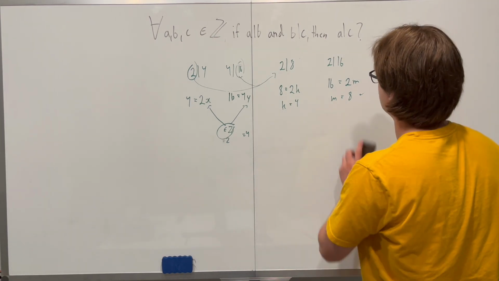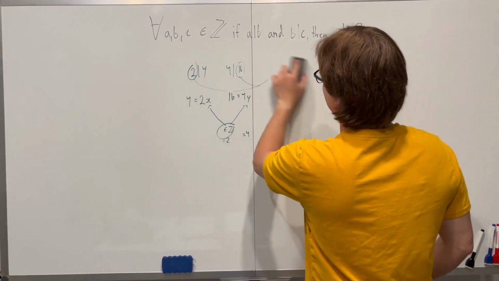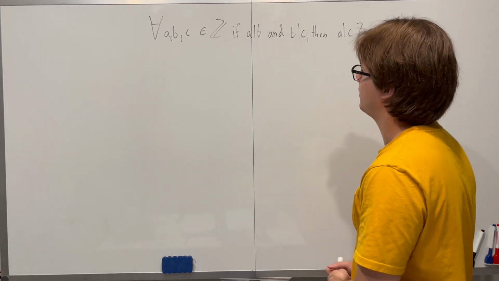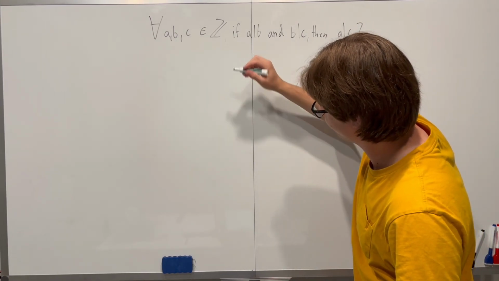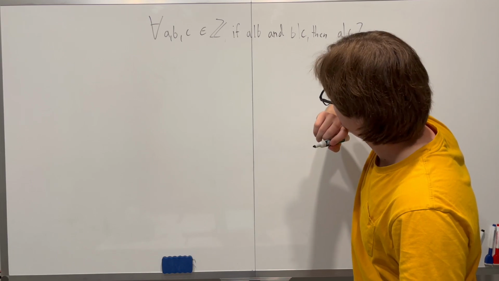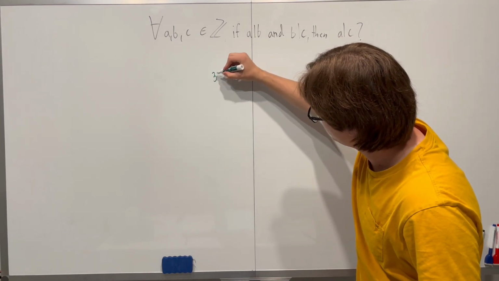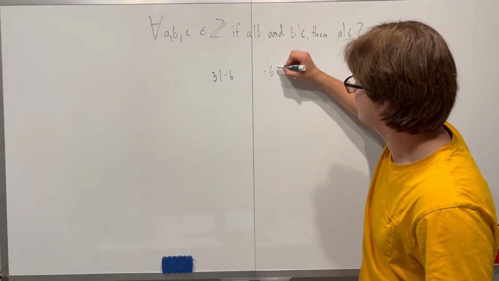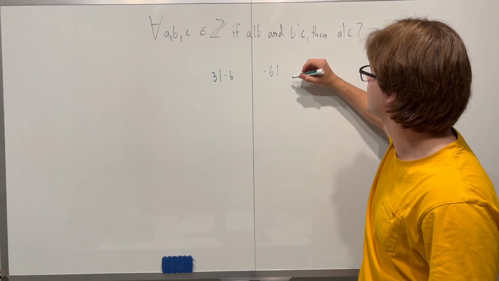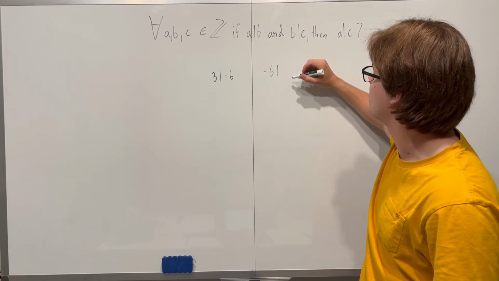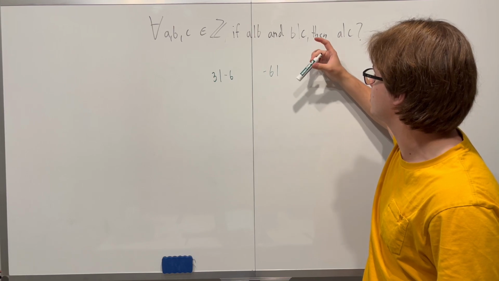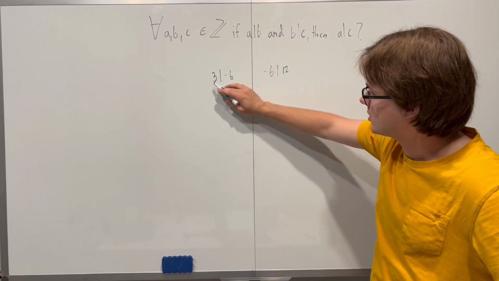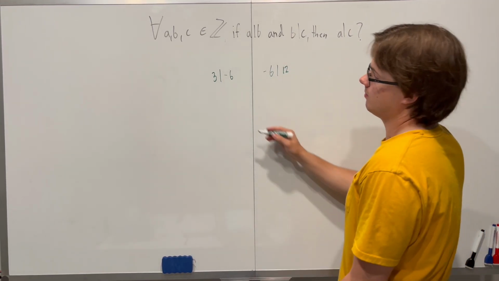Let's quickly just verify this for some of the negative numbers. Let's jump around between negative and positives. Let's try 3 and negative 6, and then let's take negative 6 and 12. So we're jumping from positive to negative and then back from negative to positive. Let's make sure this is true.